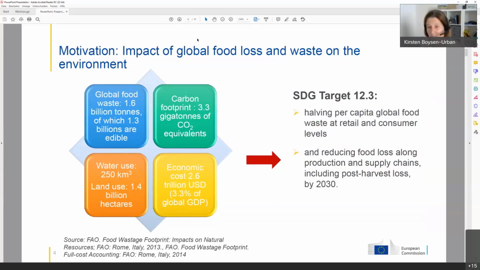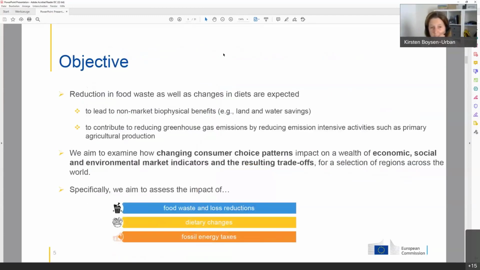Keeping this in mind and looking at the Sustainable Development Targets of the United Nations, one of the targets is halving per capita global food waste at retail and consumer levels, and reducing food loss along the supply chain. This was the starting point for this project. Here our objective is that we want to look at the impact of food waste and loss reductions, and we want to look not only at the economic impact, but also the biophysical benefits.